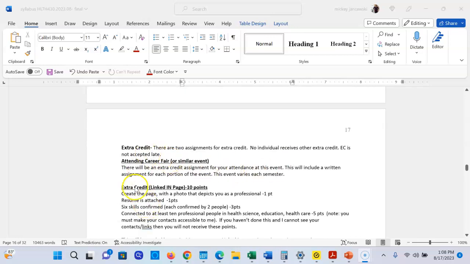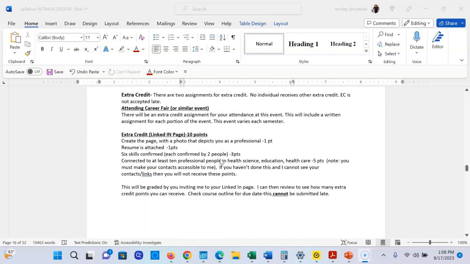There are two extra credit assignments. The one is LinkedIn. That is worth 10 points. There is a career fair or a similar event that happens every semester that involves interns, and that also can be an extra credit assignment. I don't give individual extra credit assignments. They're either available for the whole class or they're not given.